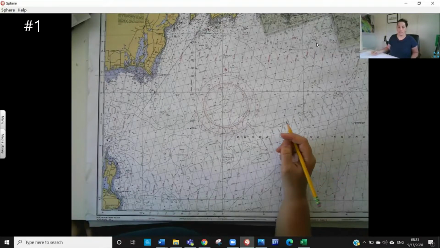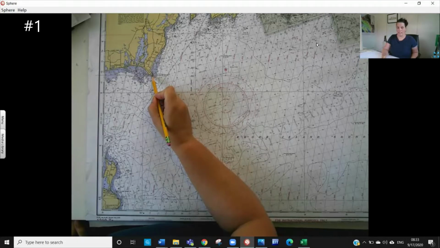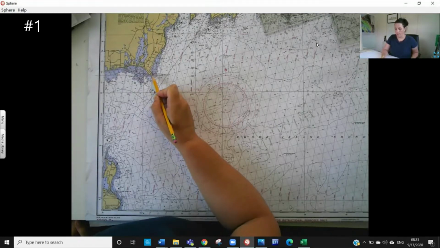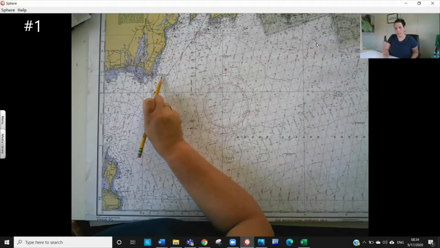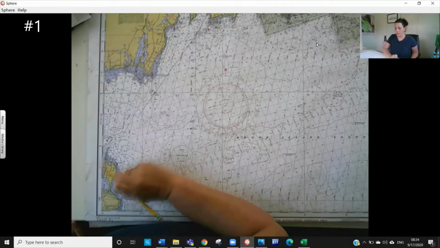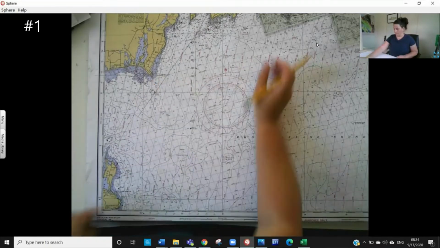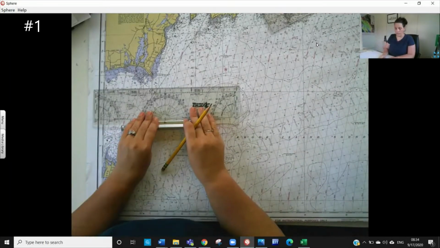Okay, so number 1 is Point Judas, and it is the light. So we want to make sure we are looking at the light and not a buoy around it. There's not really a buoy around this one, but this is the light. We could double check the light characteristics to make sure we're looking at the correct one. I'll use the roll plotter first.